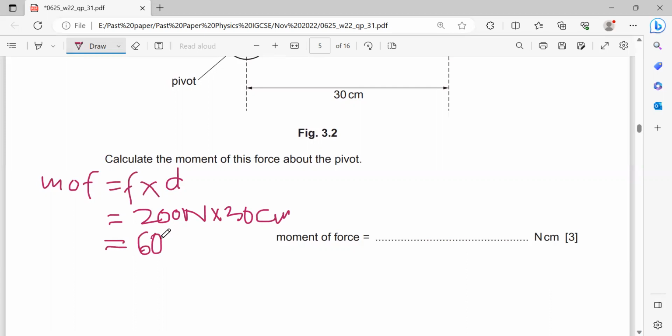2000 newton centimeters. So the answer here is 2000, sorry, not 2000, 6,000. So not 2000, but 6,000 because 200 times 30.